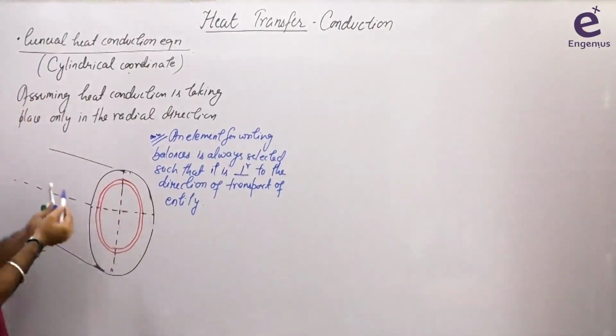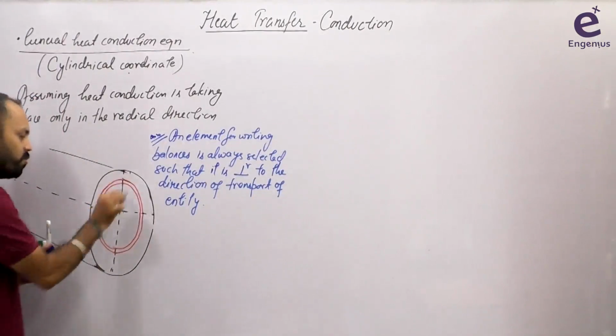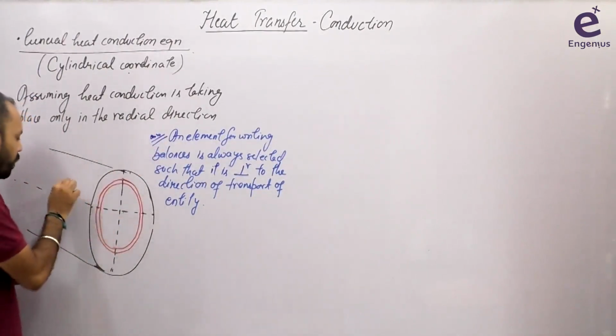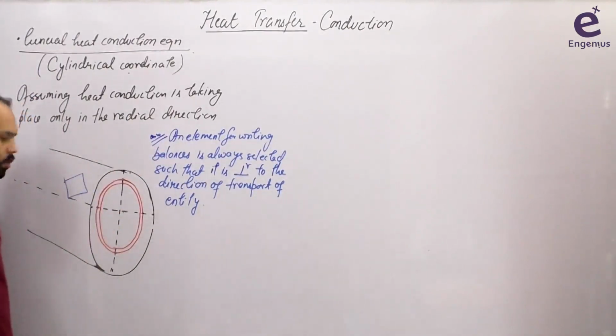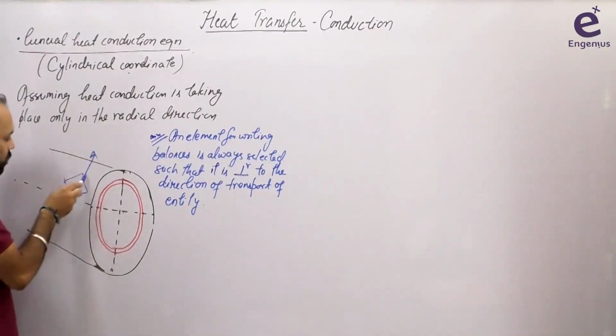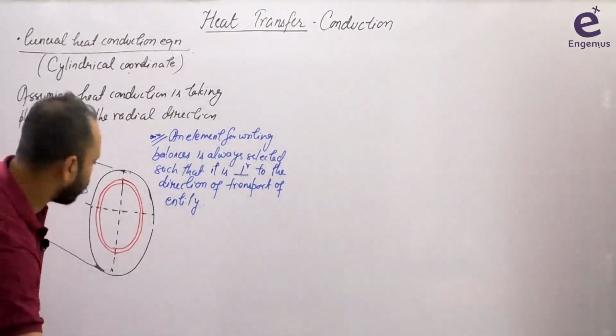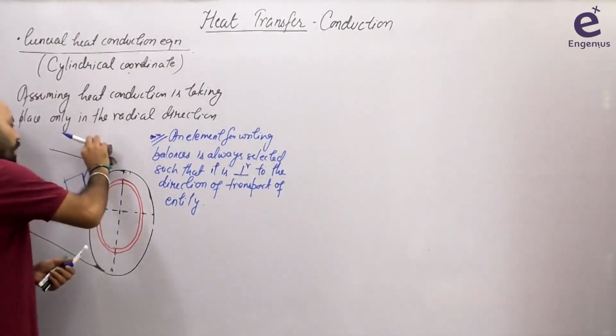तो element देखो, what is the direction of transport? This is the direction of transport. अब अगर आपने ऐसा element select कर लिया, then this is the direction of transport, right? Is this direction perpendicular to your selected element? No. So everywhere your element should be perpendicular to the direction of transport.